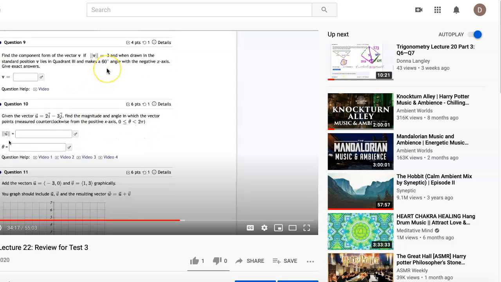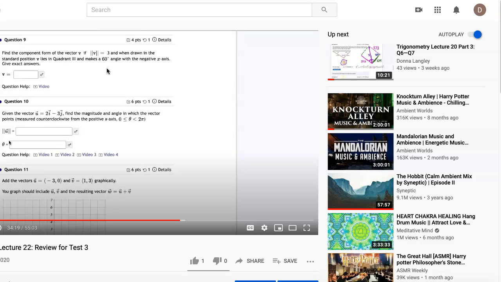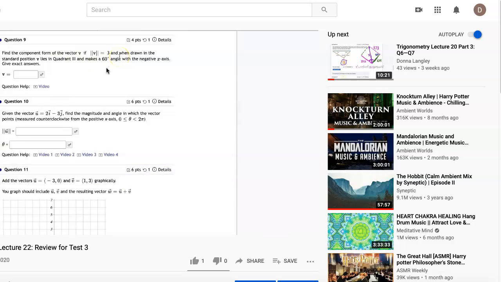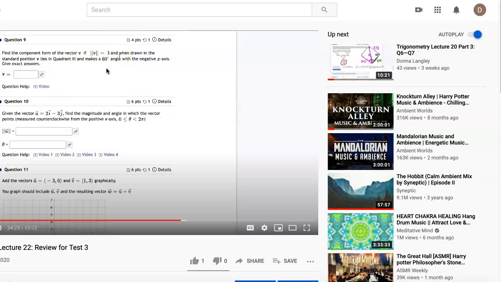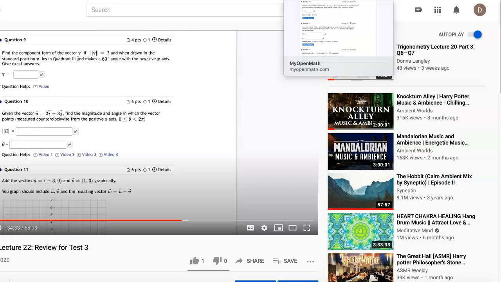Question number 9. Find the component form of the vector V, if the magnitude of vector V is 3, and when drawn in standard position lies in quadrant 3, and makes a 60-degree angle with the negative x-axis. So an explanation for that same problem is right there.